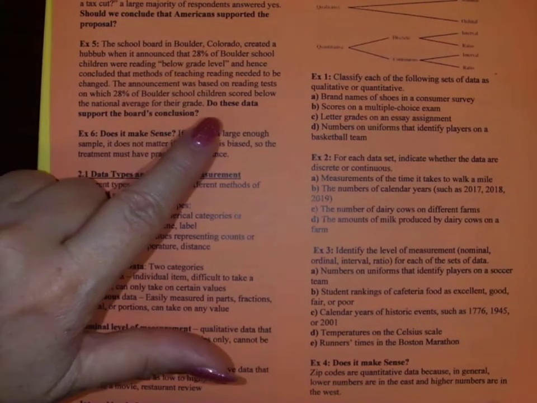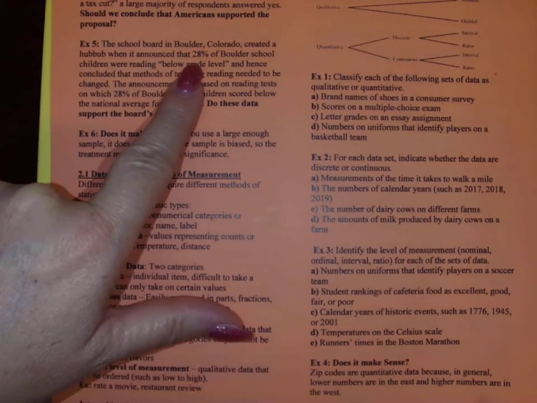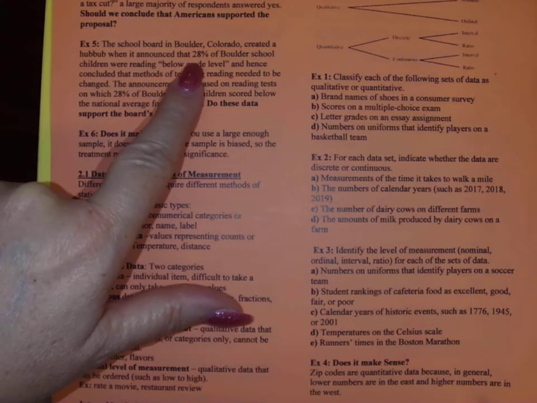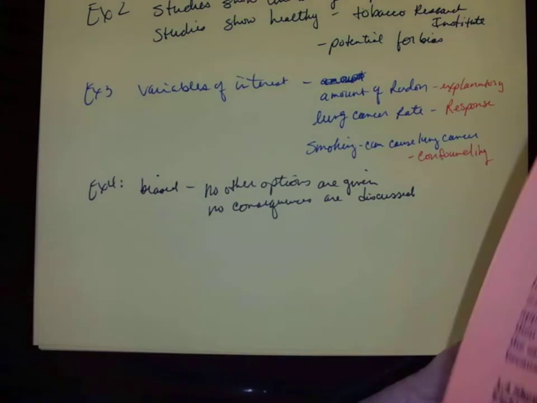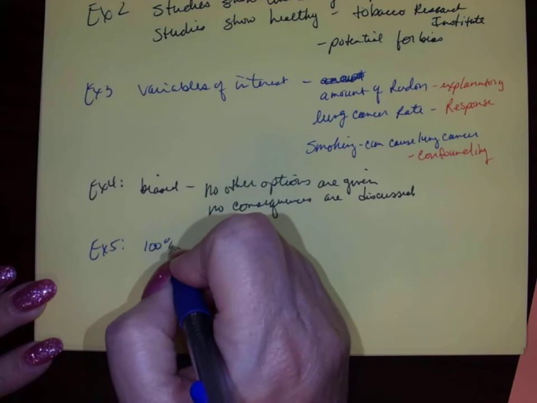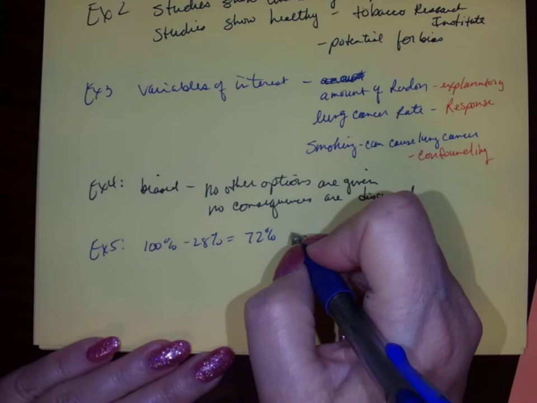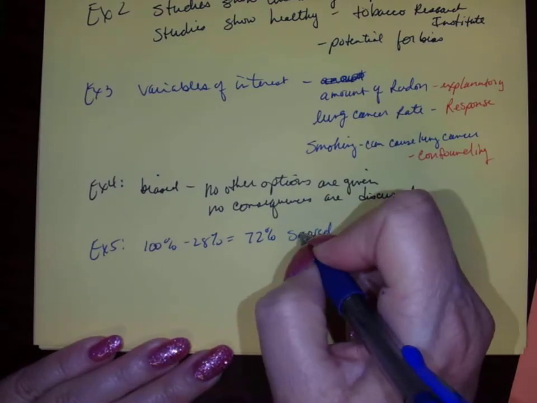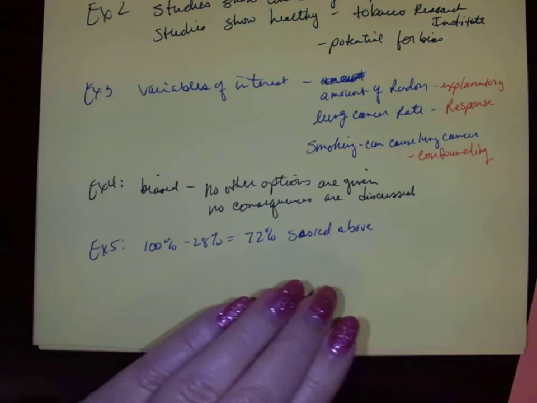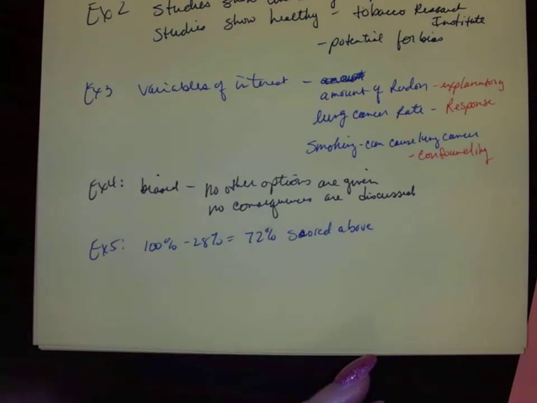All right, so 28% scored below, but what does that mean? There's a total of 100%, right? If 28% scored below, how many scored above? Well, if I take 100% minus 28%, we get 72% scored above. Scored above that national average, right? So 72% above sure sounds a lot better than 28% below.